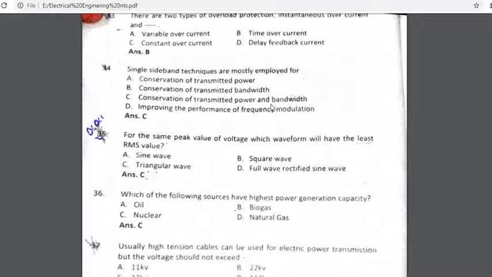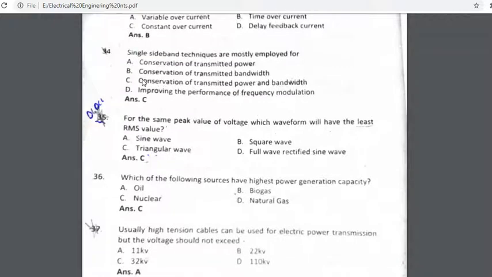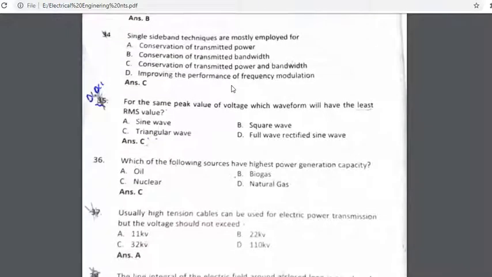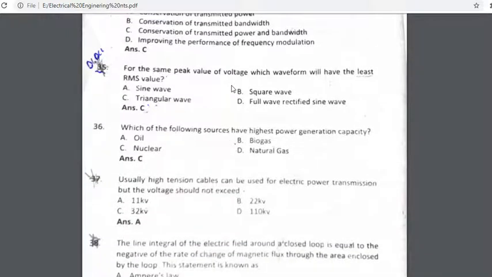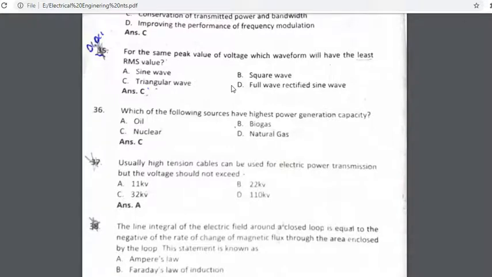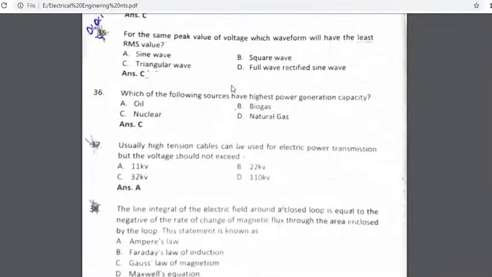In the 34th part, single sideband technology is mostly employed for what? Single sideband technology is used for conservation of transmitted power and bandwidth. In the 35th, for the same peak value voltage, the waveform with the least RMS value will be the triangular wave.